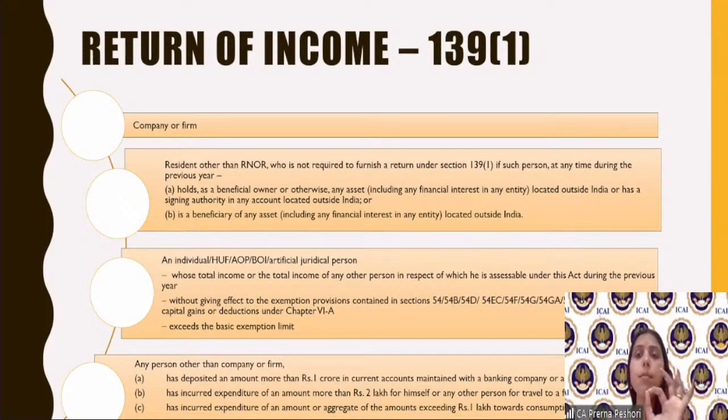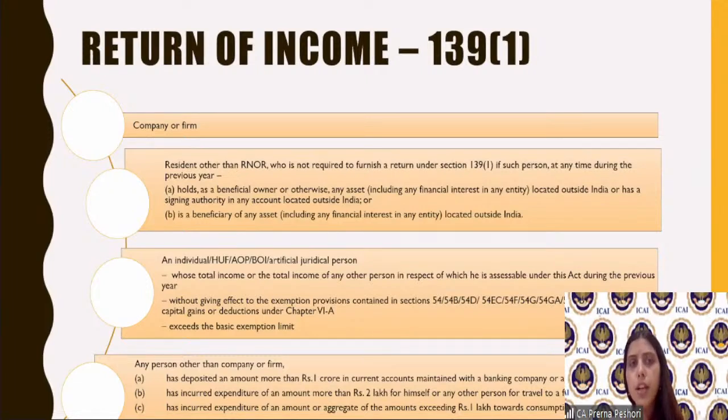The department will complete the assessment. And that's what we are going to discuss in the second part. If you are not satisfied with the assessment order, what you will do is you will make an appeal. So that is the third part, what we will be discussing in the coming classes. Is that clear? So the first part is the return of income.